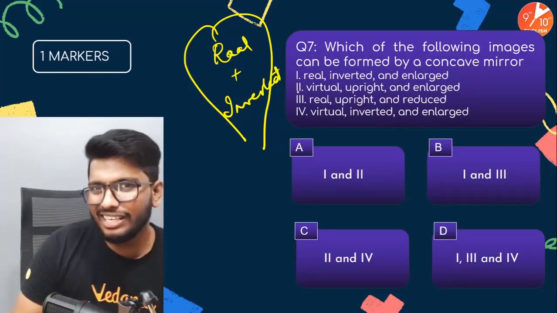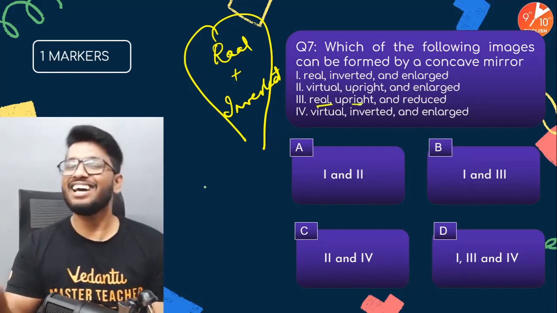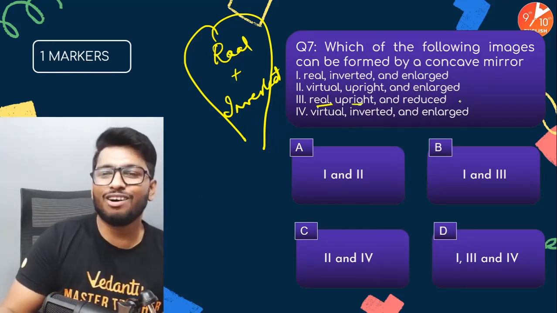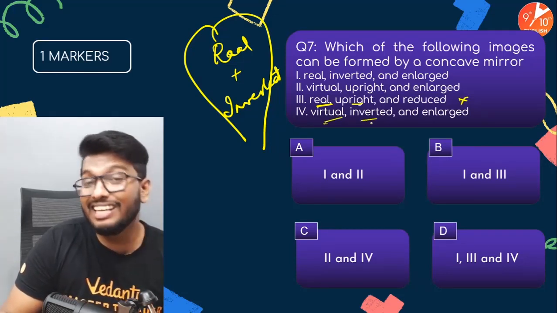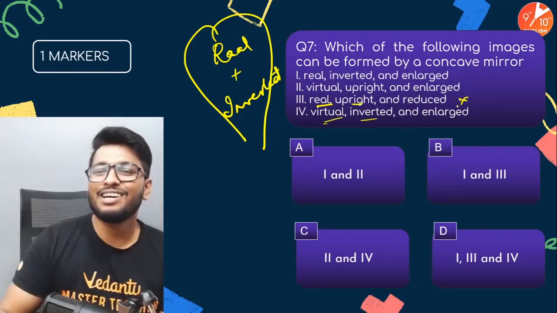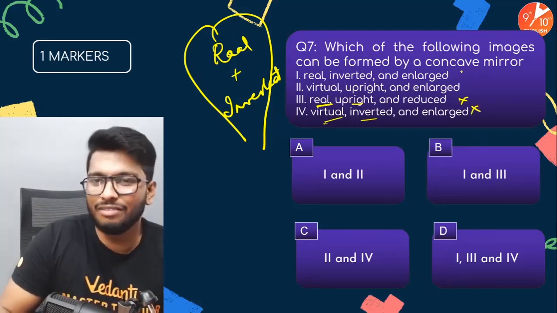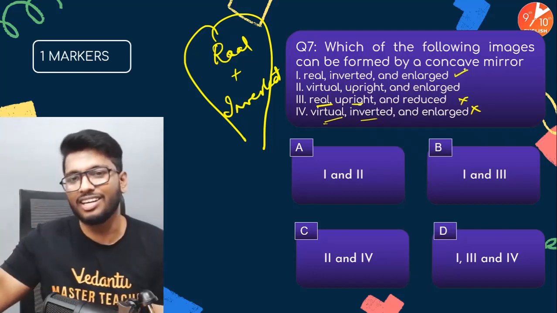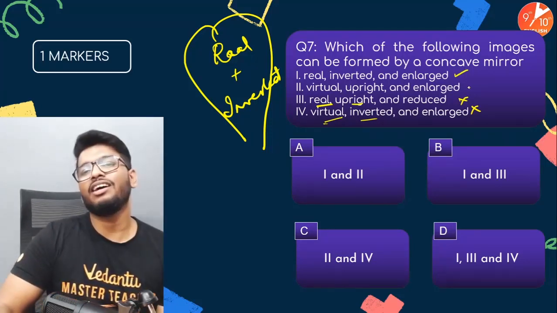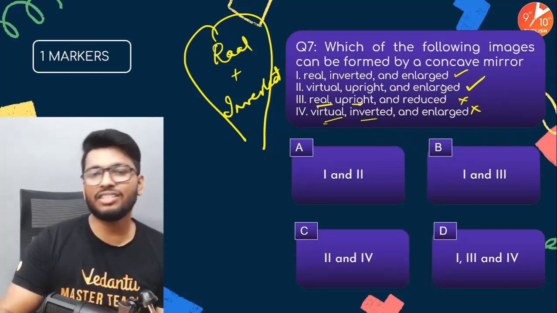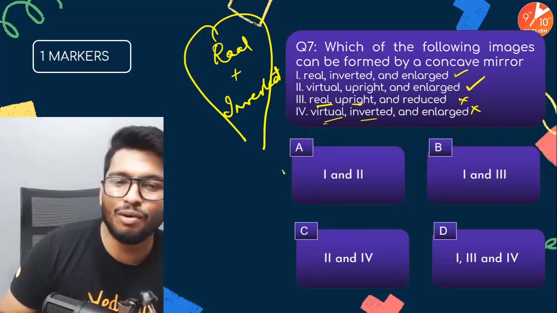If you look at options number 3 and 4, option 3 says real and upright, which is erect, which is not possible. So third cannot be the right answer. And the fourth one says virtual image, but it's inverted. Virtual images are always erect. So third and fourth are definitely not. Real images are inverted. You can form a real, inverted, and enlarged image. You can also form a virtual, erect, and enlarged image. That is when the object is placed between pole and focus. So the answer to this question would be option number A.